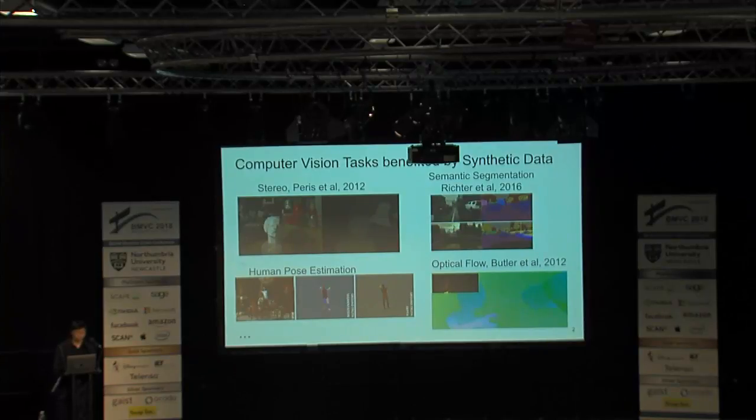There is growing popularity in using synthetic data in computer vision tasks, especially tasks that need fine annotation, such as stereo, semantic segmentation, human pose estimation, and optical flow. Even with domain shift, computer vision algorithms still benefit from synthetic data by virtue of adding a huge amount of training images with annotations.